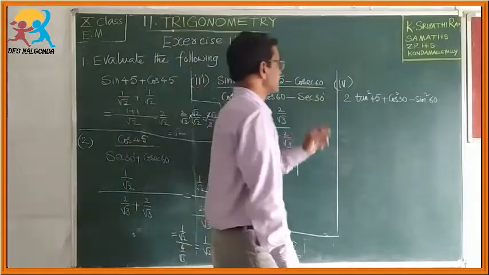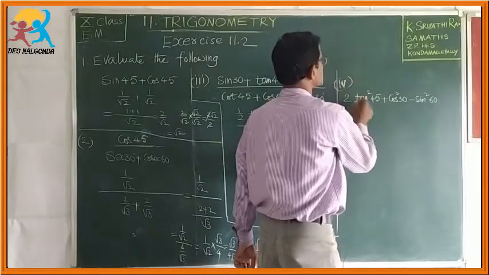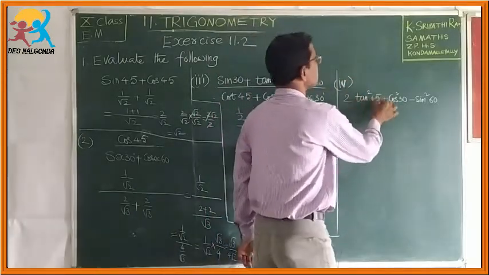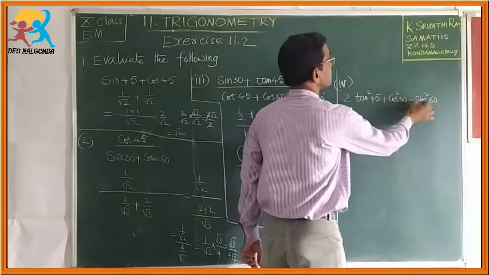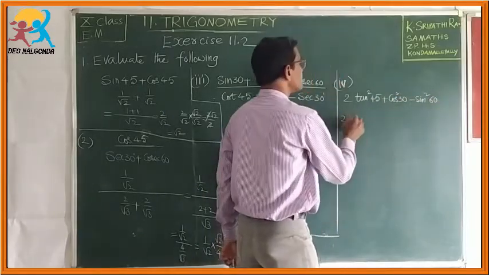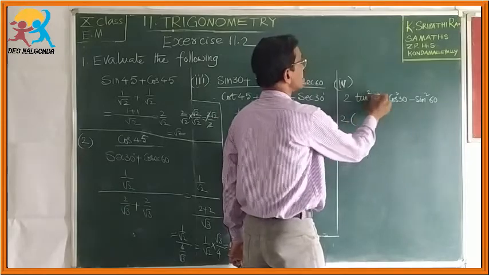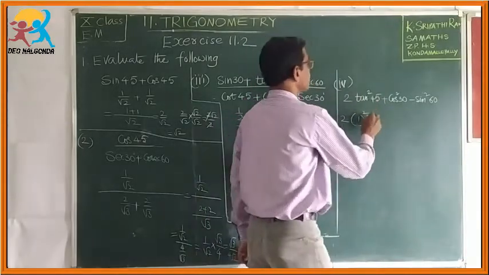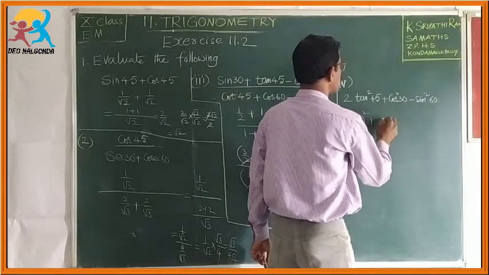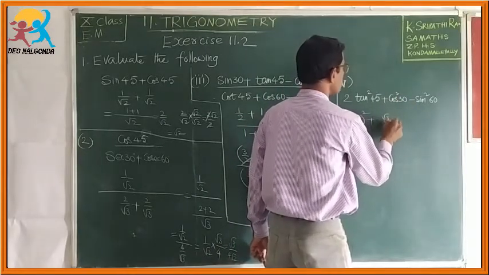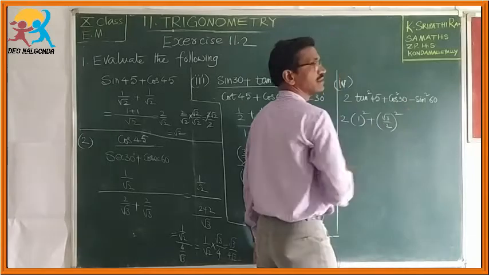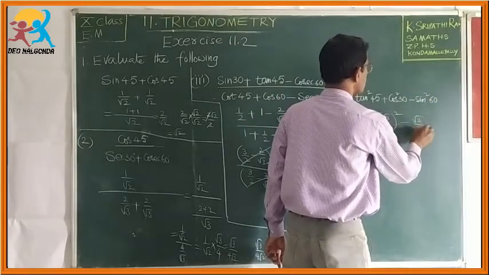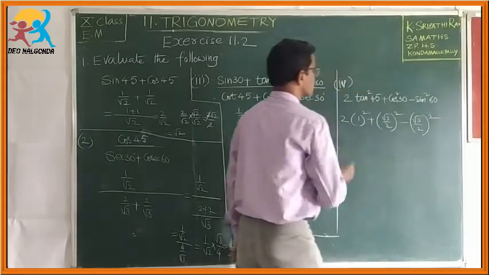Now let us take these values and evaluate the value of these trigonometric ratios: 2 tan square 45 plus cos square 30 minus sin square 60. For 2 tan square 45, the tan 45 value is 1, and its square, plus cos 30 value root 3 by 2 and its square, minus sin 60 value also root 3 by 2 and its square.